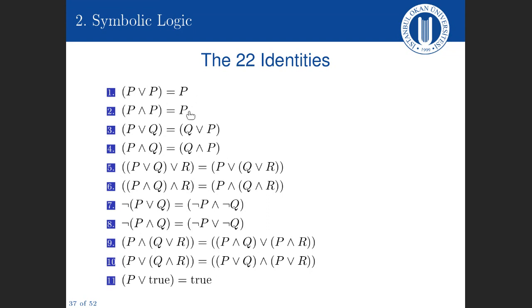P and P. If P is true, both sides are true. If P is false, both sides are false. These are the same. P or Q is the same as Q or P. It doesn't matter which way we write them. P and Q is the same as Q and P.